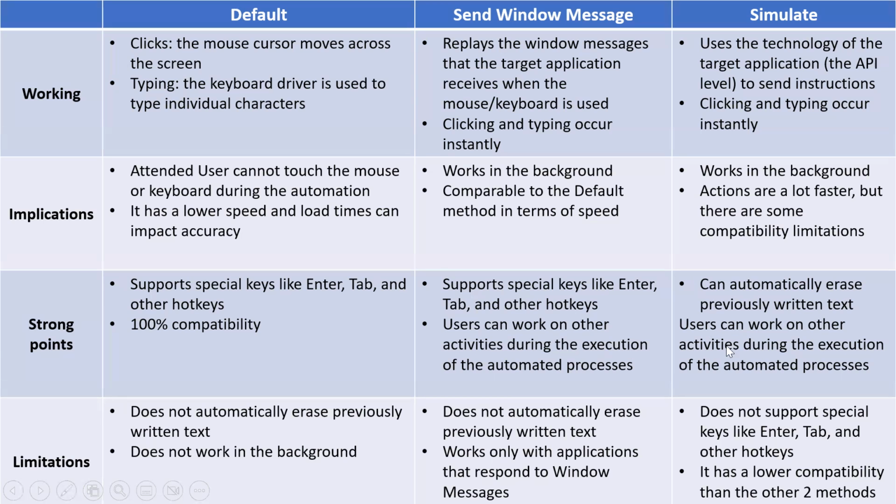And see here, a strong point is it can automatically erase the previously written text, which the other two were not doing. Now it can be done. Users can also work on other activities during the execution of the automated process. Obviously, the bot is working at an API level. That means our system is available. As a human, we can do some other task, whereas the bot might be doing the task which I wanted. And the drawbacks are, it does not support any special keys like enter, tab, and other hotkeys. It has lower compatibility than the other two because of this fastness.